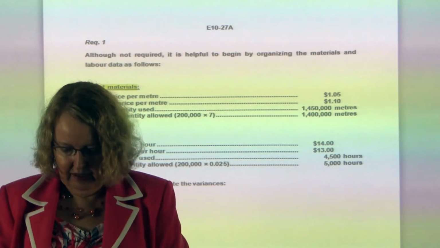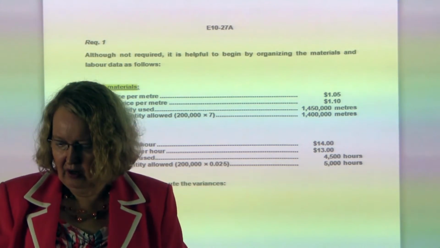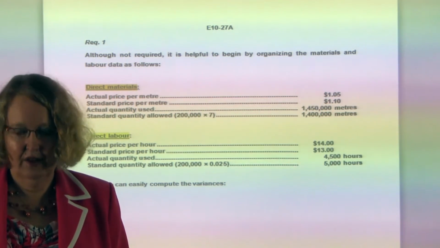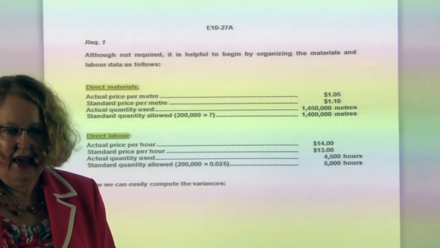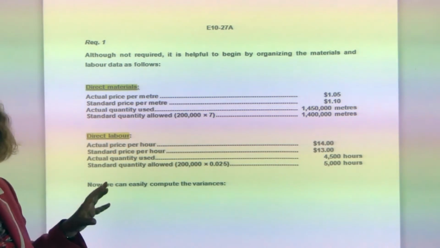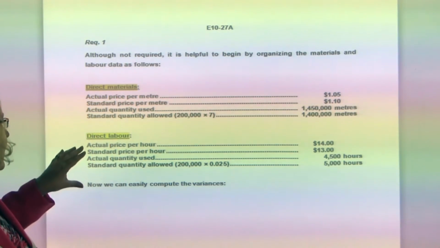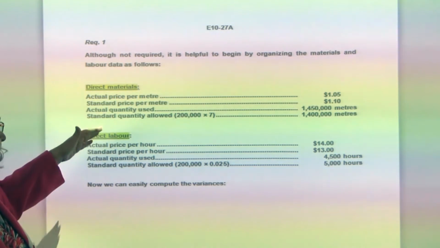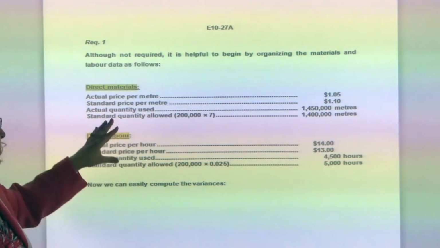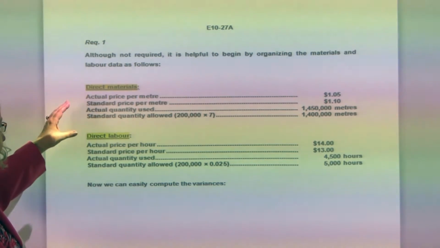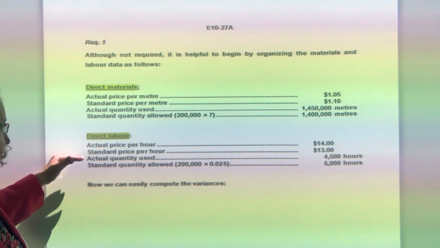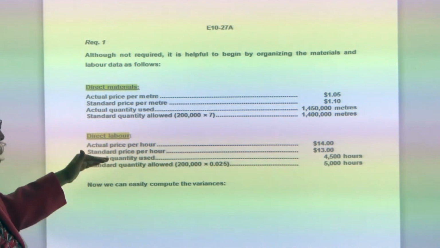So in this problem, we are looking at a calculation for variances related to materials and labor. Although it's not required, it certainly is recommended, and I would strongly advise you to outline or set up the information that you're given in the problem in this way. What you want to do here is look at all the information pertaining to direct materials and all the information related to direct labor.